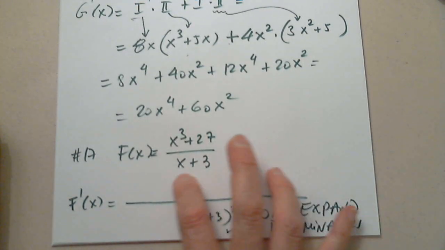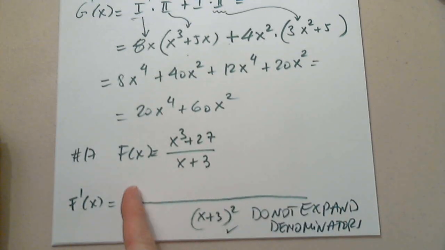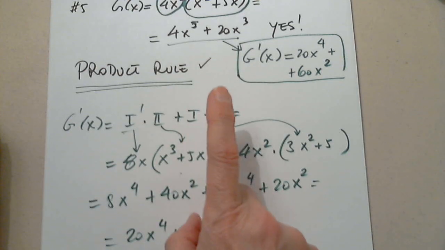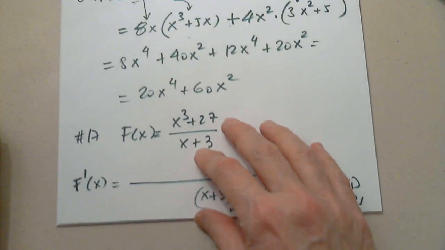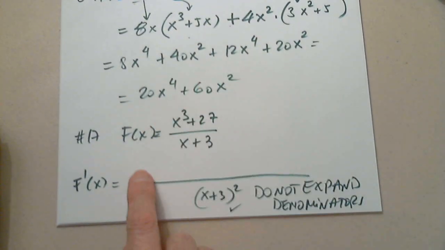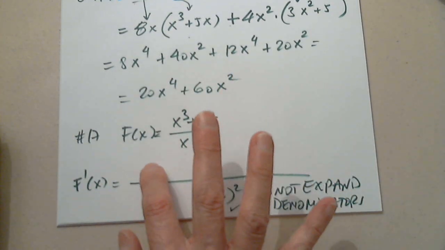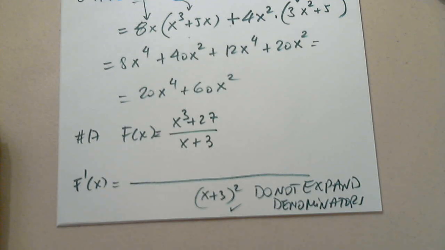So now remember what we have to write at the top. Same thing. First prime times 2 minus first times 2 prime. Can anyone give us the numerator prime? And I'll put it here. Differentiate x cubed plus 27 and we'll put it here. Anyone, please?